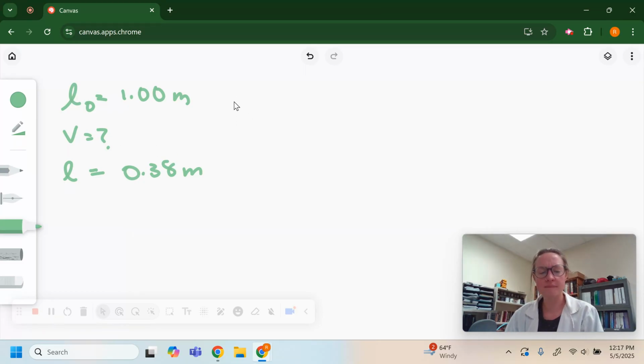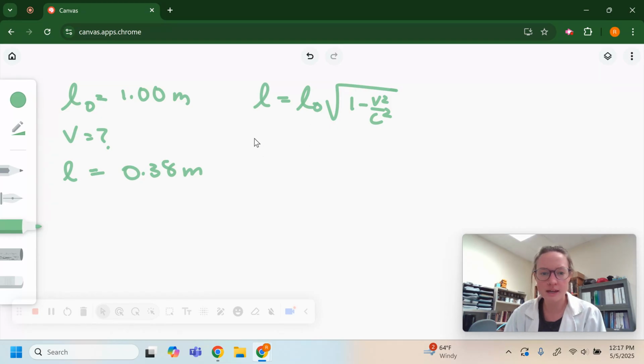Okay, let's take a look. We start with our original equation, which says that L is equal to L naught times the square root of 1 minus V squared over C squared. I am trying to get V squared by itself, so I'm going to need to do a good amount of rearranging here. Let's start by dividing both sides by L naught. I get L over L naught is equal to the square root of 1 minus V squared over C squared.